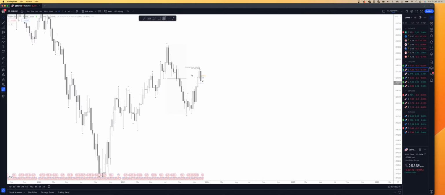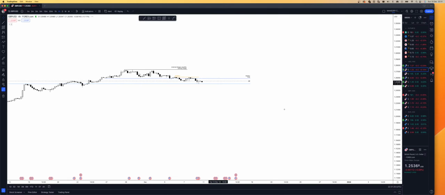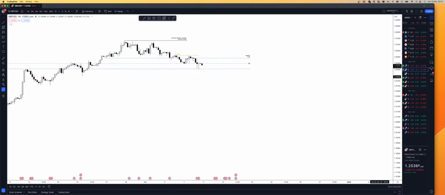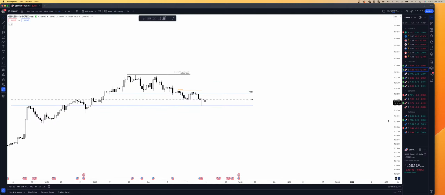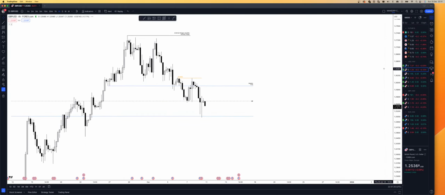On the 4 hourly, it's probably going to be exactly the same. We haven't had a market structure shift yet on pound, so that's one thing I'm waiting for. A market structure shift out of this weekly fair value gap, and then I'll be buying up towards that high. So I'm quite bullish on pound and euro, but I need to see a market structure shift on the 4 hour before I start touching it.